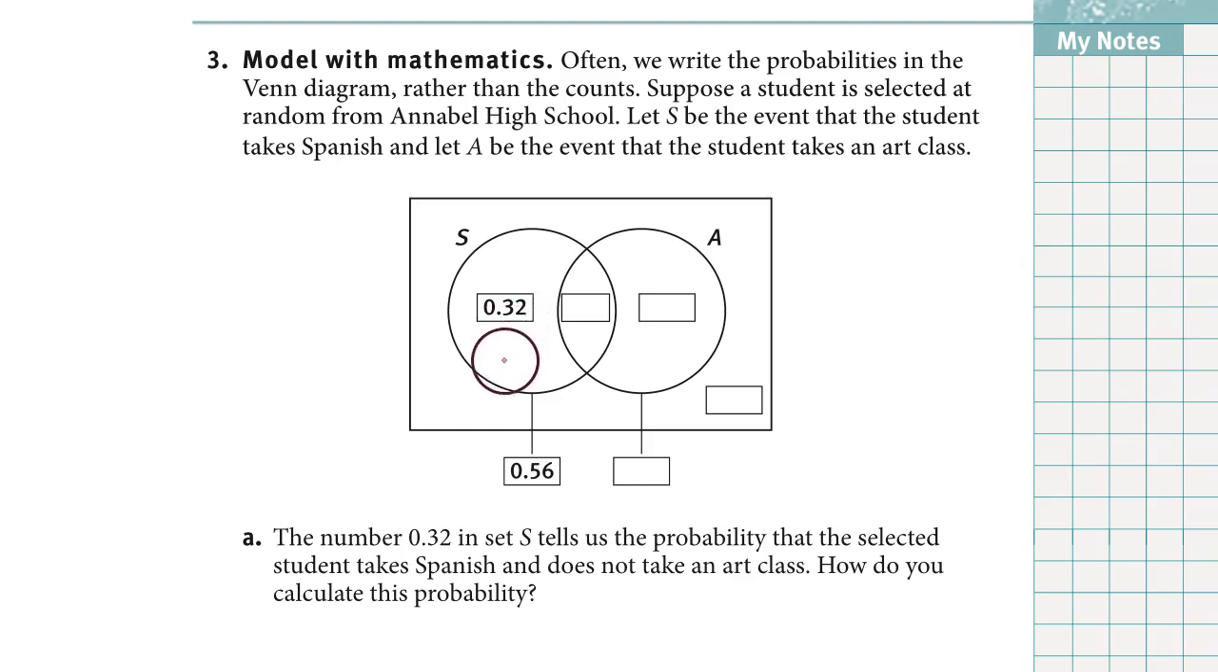With a little bit more information provided, we could find out any missing parts in the diagram. For example, if the entire circle for Spanish is supposed to be 56%, we could figure out this missing piece here in the overlap section. 56 subtract 32 is 0.24. 24% of students have Spanish and art class.